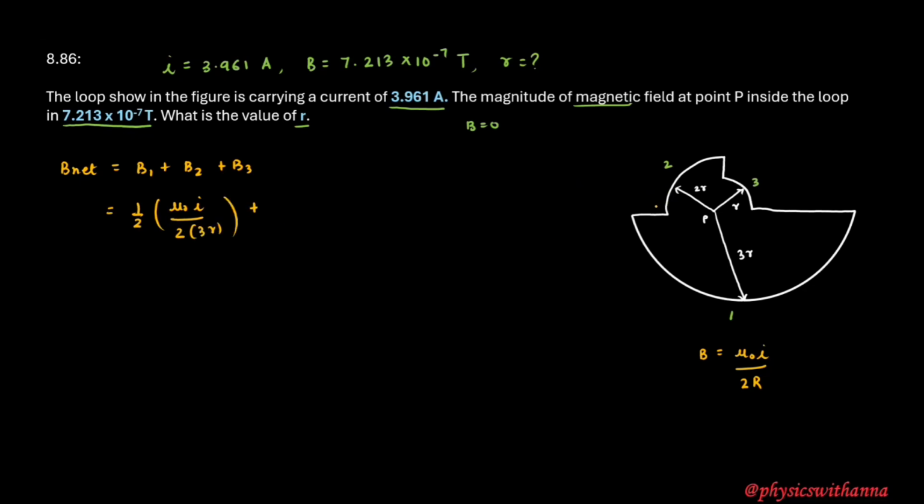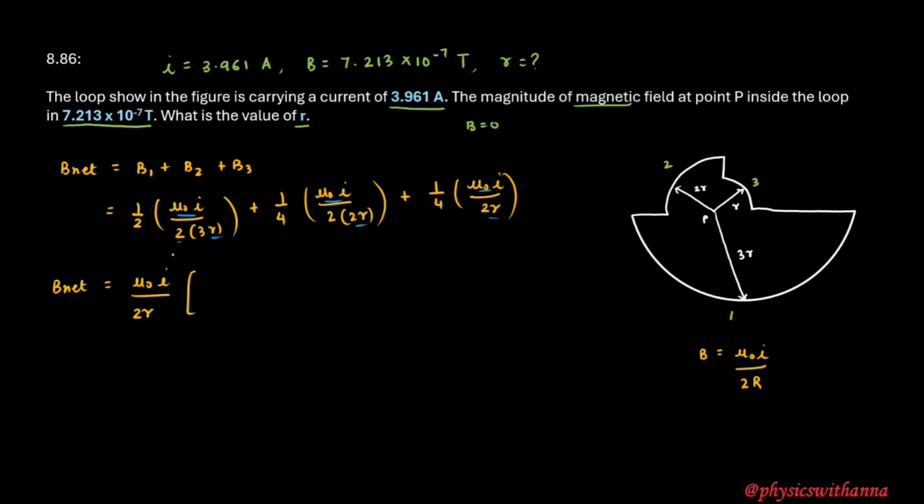Segment 2 is a quarter circle, so we get 1 over 4, a quarter of this value. Mu naught I over 2 times the radius of segment 2, which is 2 times R. Segment 3 is also a quarter, so we take a quarter of this value, 1 over 4 mu naught I over 2R. Again, take all the terms which are common together. I'm going to take mu naught I and the 2 R outside the bracket. So we get B net to be equal to mu naught I over 2R.